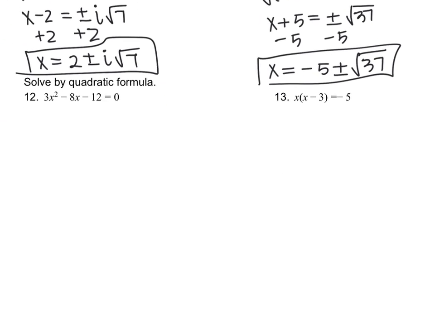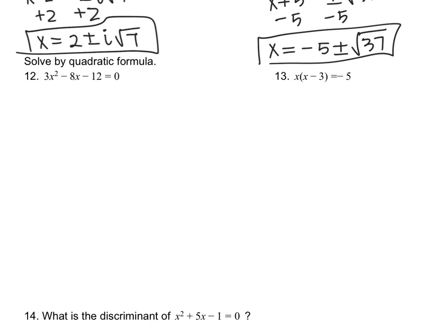So next we're going to take a look at solving by the quadratic formula. Just a refresher, the quadratic formula is negative b plus or minus the square root of b squared minus 4ac, all over 2a. In order to use the quadratic formula, the quadratic has to be equal to 0. So our first example, we have 3x squared minus 8x minus 12 equals 0. We can go ahead and identify a, b, and c to plug into the quadratic formula.